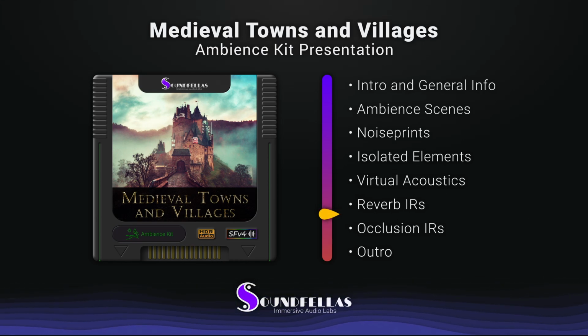The examples are made using a character moving in space. First, let's hear the dry sample. Here's the same sample using the cathedral impulse response. Now let's use the town square impulse response. As a final example, let's use the village house impulse response.